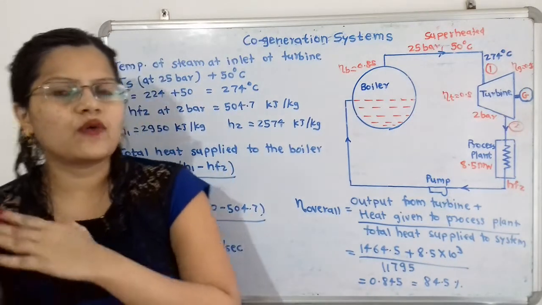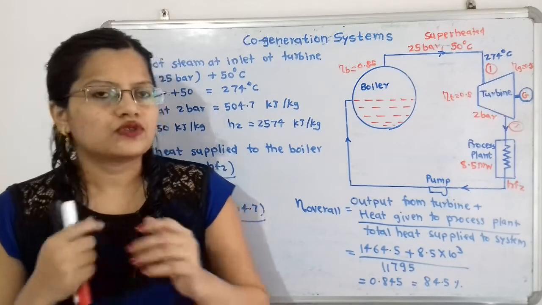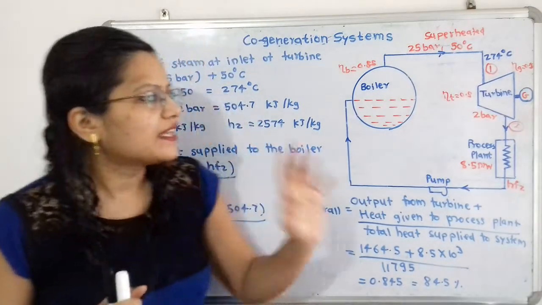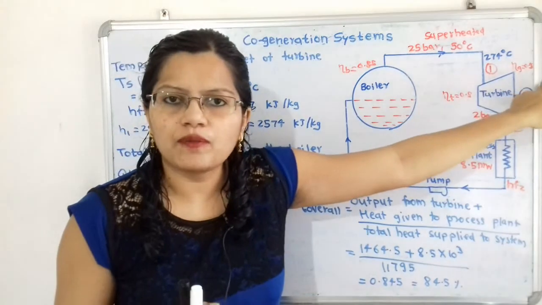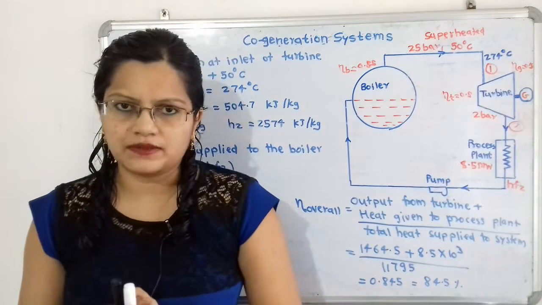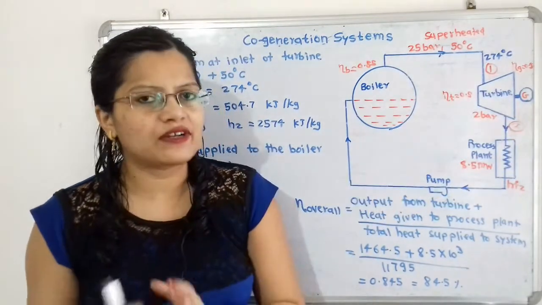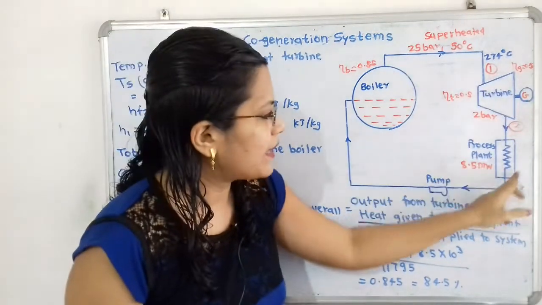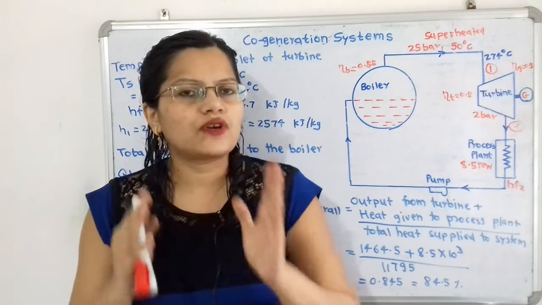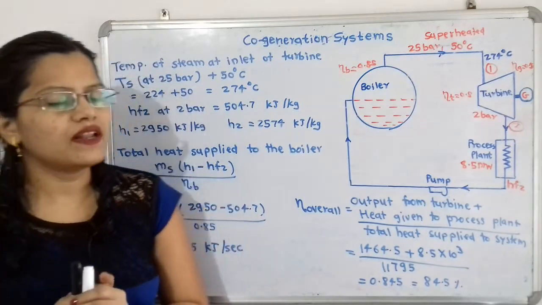Now how to calculate the overall efficiency? Efficiency is nothing but output by input. The output of this whole system is in two forms of energy. One form is the power output from the generator, and the second form is the heat supplied to the process plant. So for output, we add the power from the generator that we have already calculated, plus the heat supplied to the process plant, that is given in the data as 8.5 megawatt, divided by input. So what is the input? Input is nothing but the heat supplied to the boiler. Now we will calculate this.